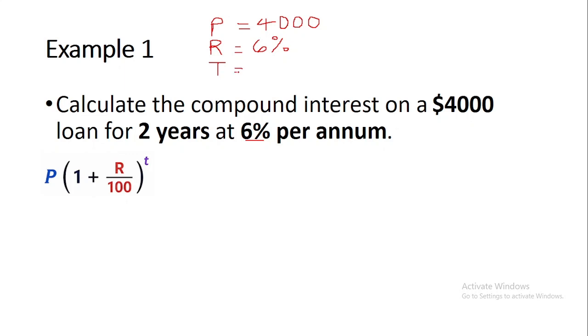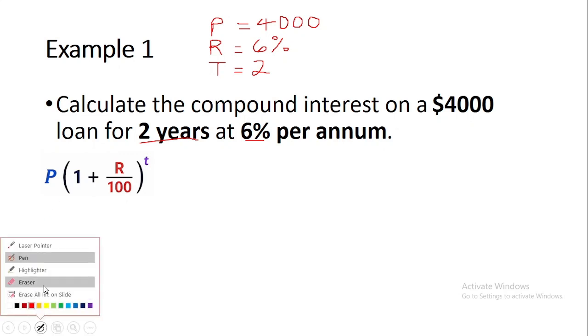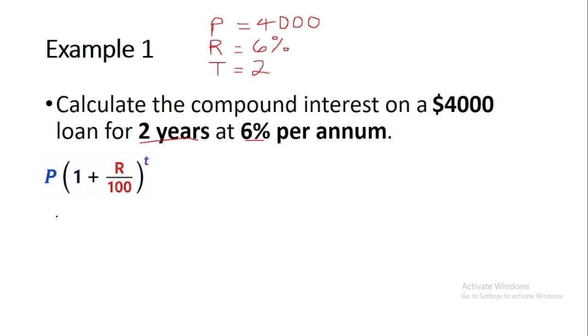And T stands for time. So our time is gonna be 2 years. Alright, now that we know what our P, our R, and our T is, we are going to plug it into the formula. So it's going to look just like this right here. So it's going to be P, which is 4,000.